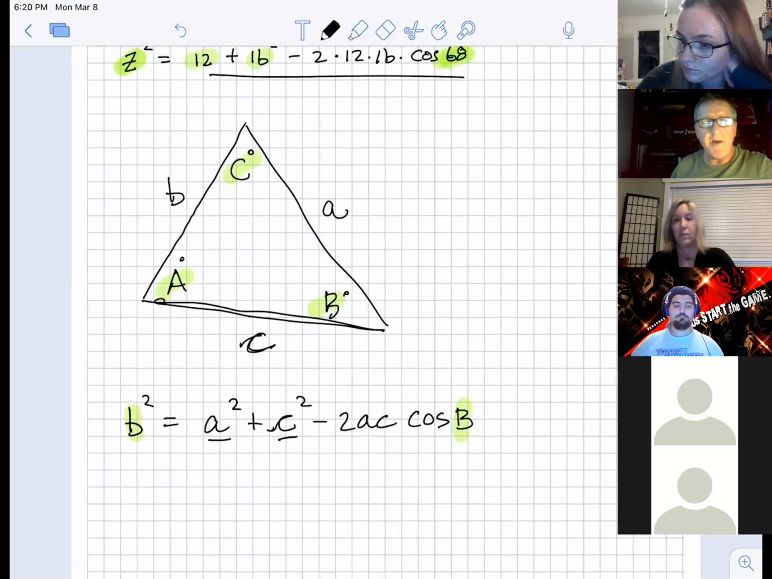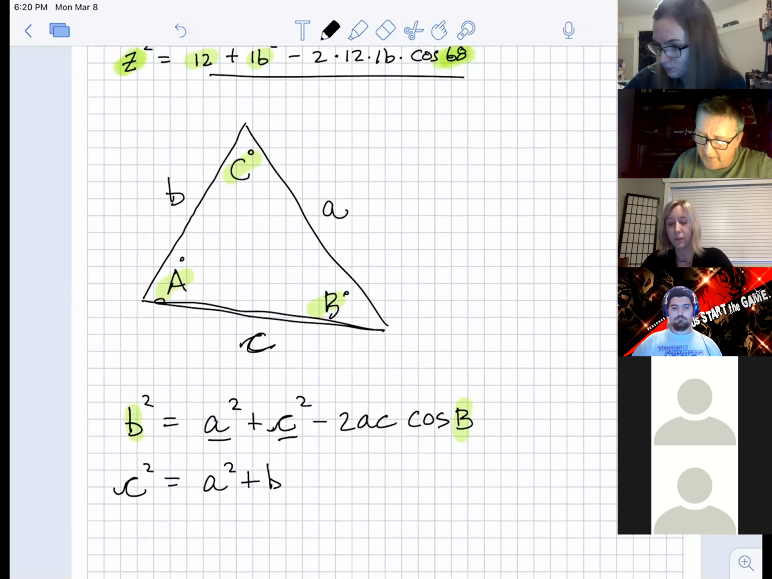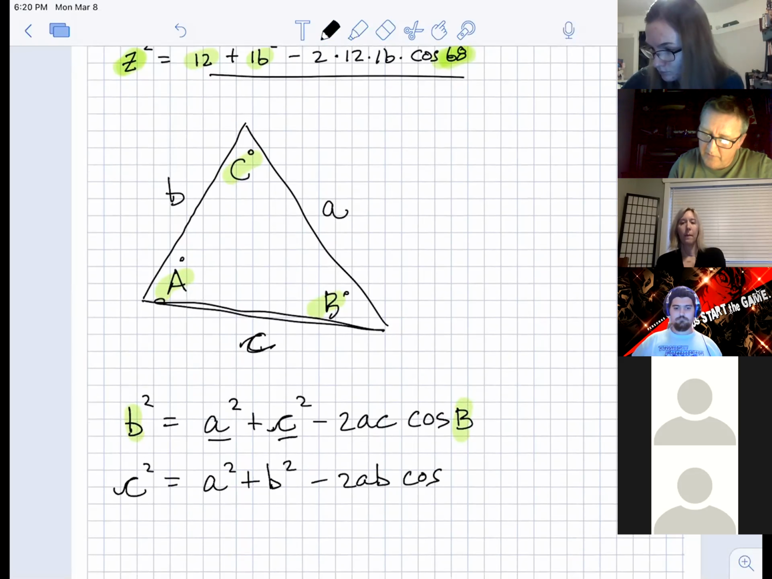Some books will even write them all out. I don't even know if this is what happened on yours, but again, solve it for something else. Fine, let's put C over there by itself. Okay, well then the other 2 letters will be added together and squared. It'll always be minus those 2 multiplied together, but now the cosine of the angle across from C. What's across from C? C. See what I mean?